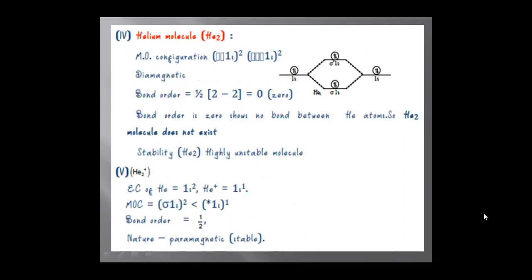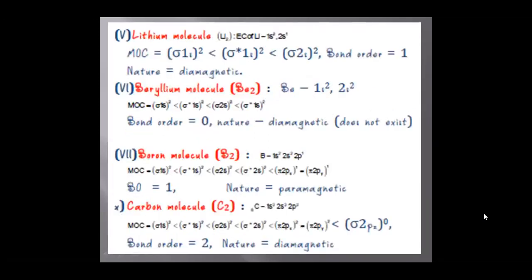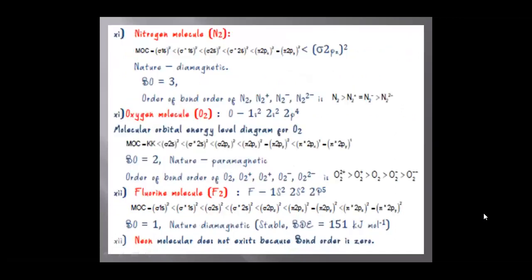Similarly, for the helium molecule and helium plus species, lithium molecule, beryllium molecule, boron molecule, carbon molecule and nitrogen, we can write the electronic configuration and predict the bond order of these species or molecules.